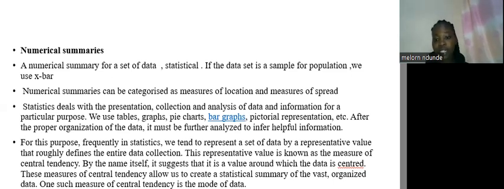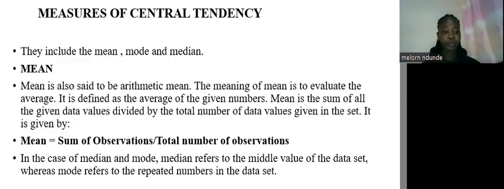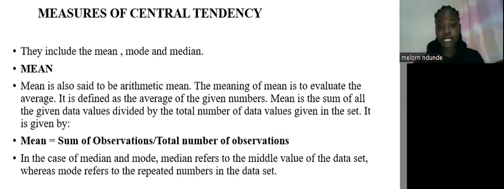This representative value is known as the measure of central tendency. By the name itself, it suggests that it is a value around which the data is centered. These measures of central tendency allow us to create a statistical summary of the vast organized data. One such measure of central tendency is the mode of data. I hope up to there we are still okay. So we have the measures of central tendency.